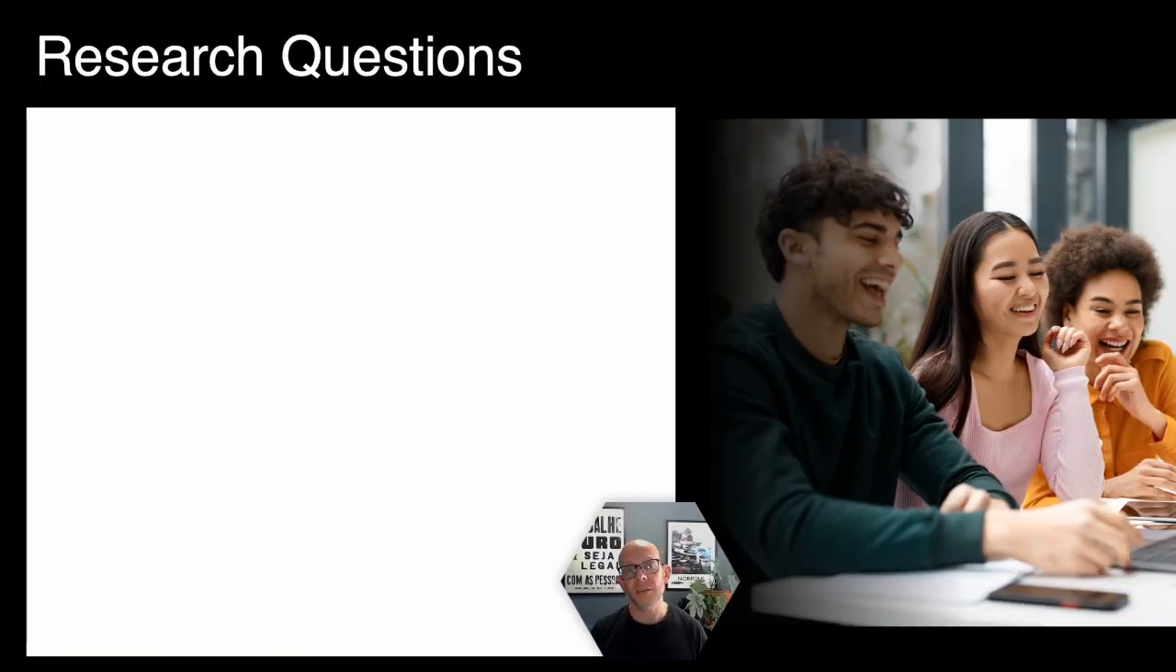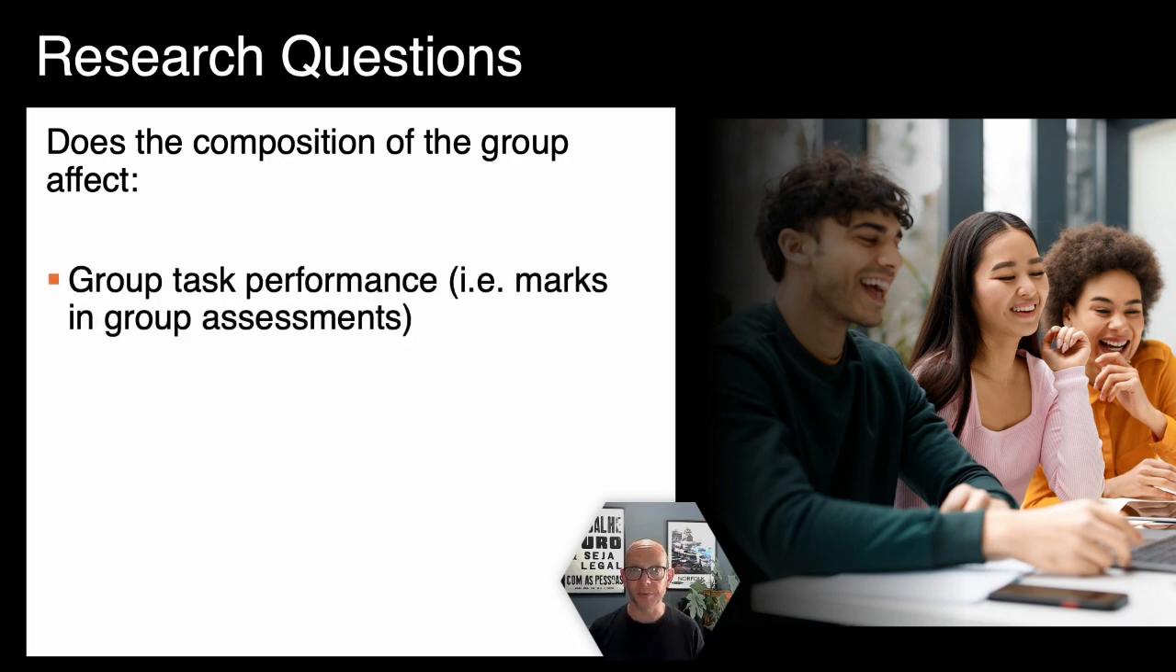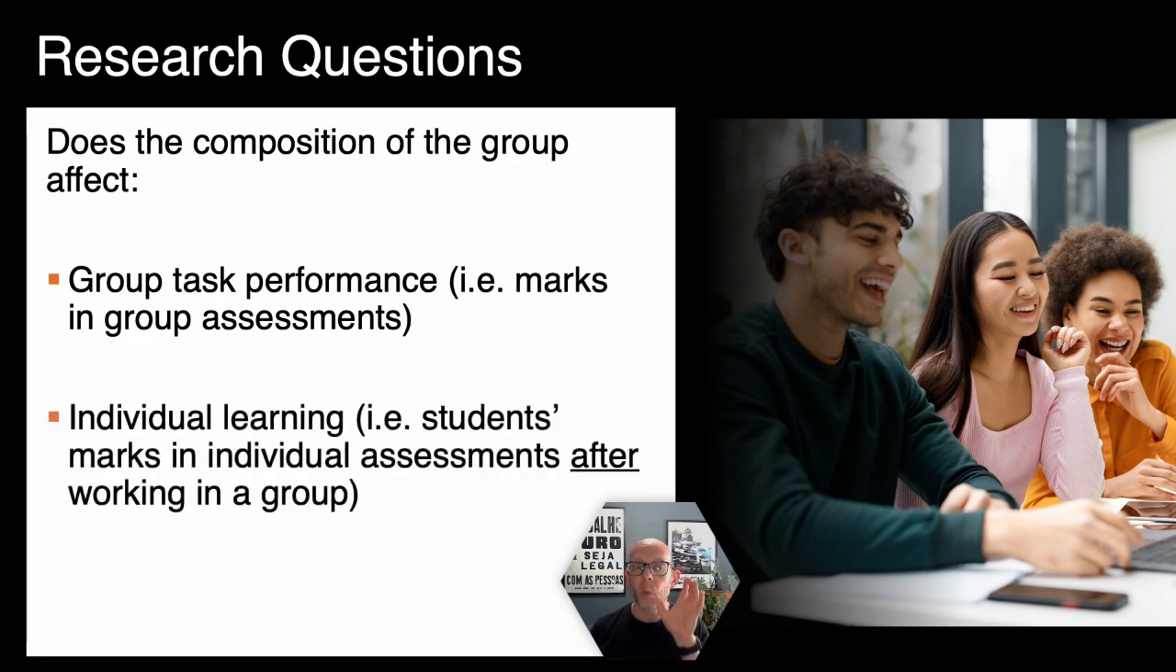So this leads to two main research questions. First, whether the composition of the group affects group task performance, so the grades this group gets for its group work, and secondly, whether the composition of the group actually affects individual learning. So that is the marks that students achieve in individual assessments which take place after working in that group.